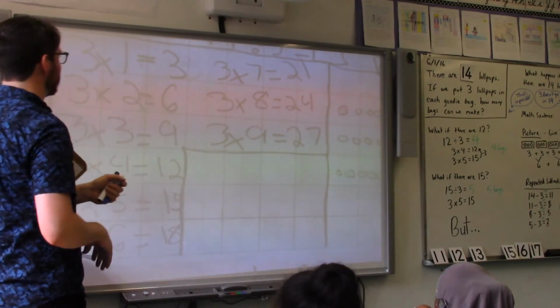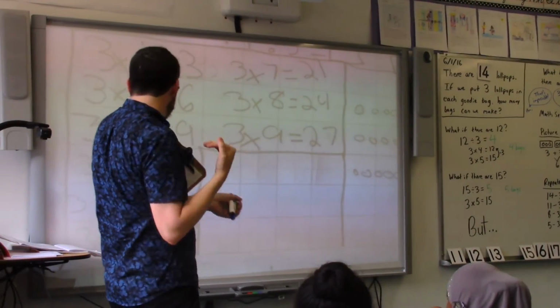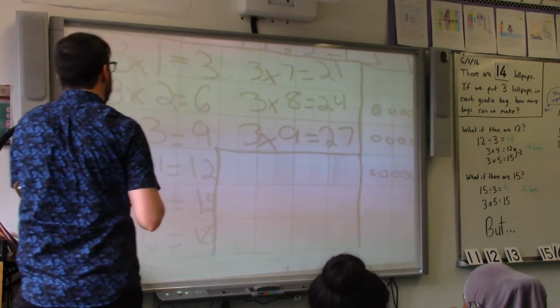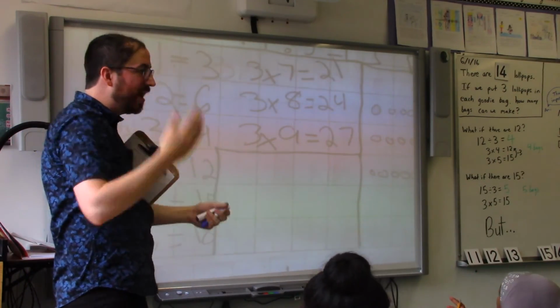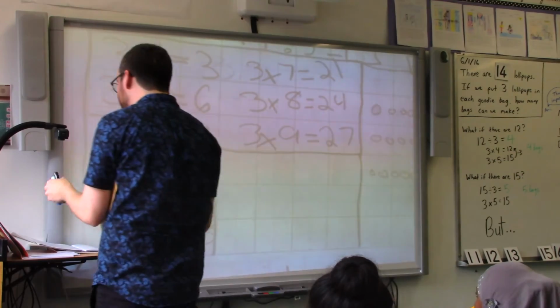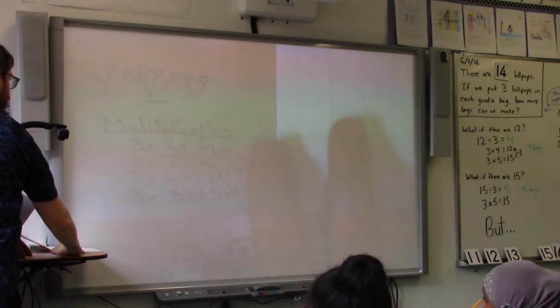All of the 3 facts. Let's see if we can find 14. 3, 6, 9, 12, 15, 18, 21, 24, 27. And what did she discover? None of them equal 14. None of the facts we know make 14. Oh man, so let's look at the facts we can use.